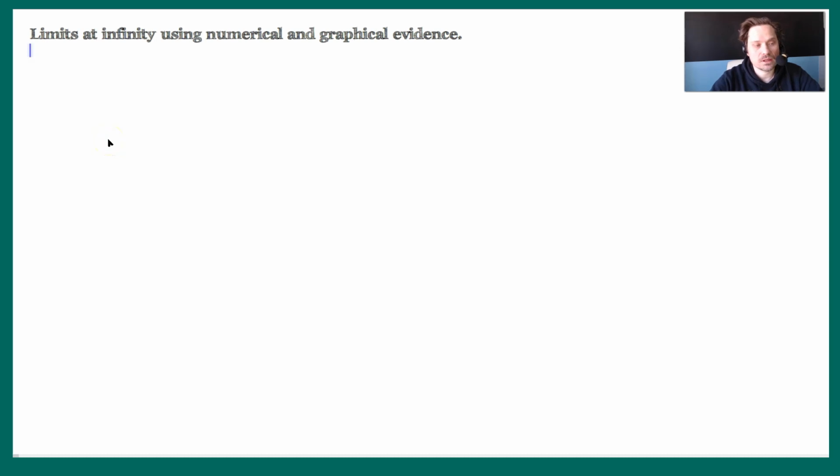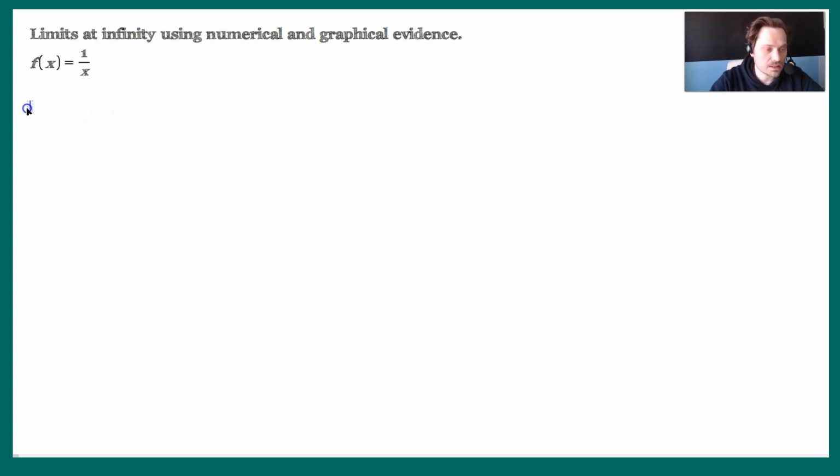Welcome friends, in this one we're going to take a look at limits at infinity using numerical and graphical evidence. So in this case x, your independent variable, is going to go towards positive infinity or towards negative infinity. So we're going to begin with one of the most elementary functions, f of x equals 1 over x. Let's understand this thing a little better.